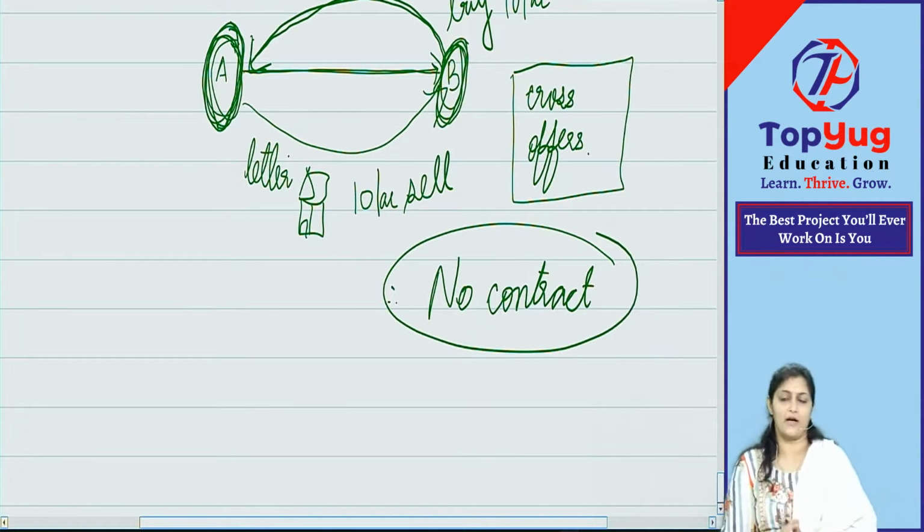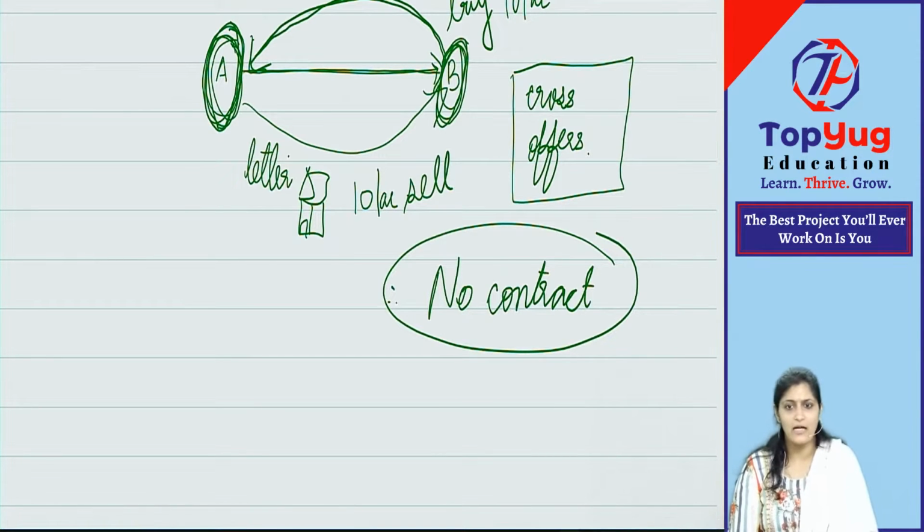Now you will get a doubt. A wants to sell the house, B wants to purchase the house, they are ready for it. Then why is there no contract?